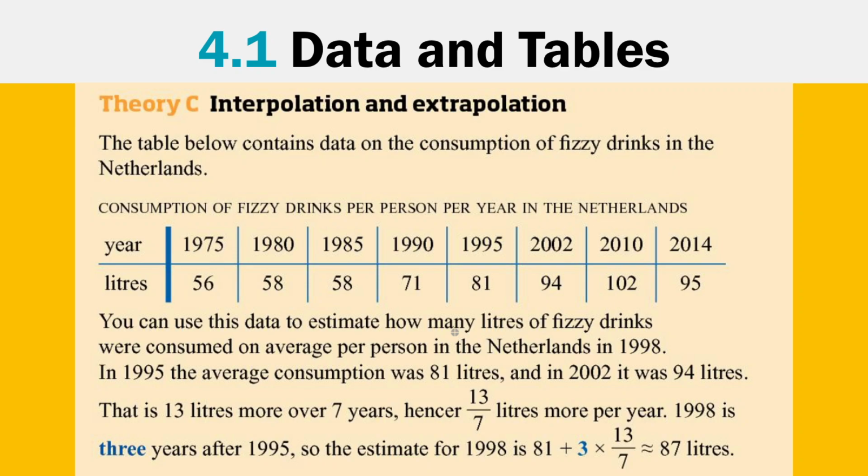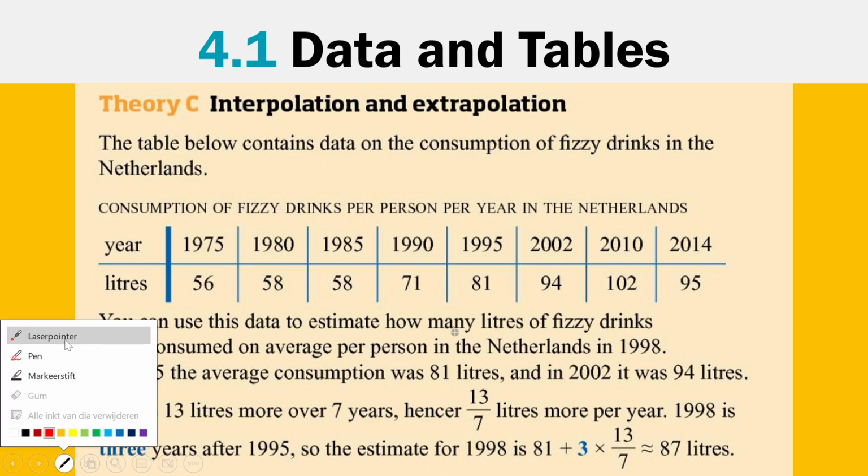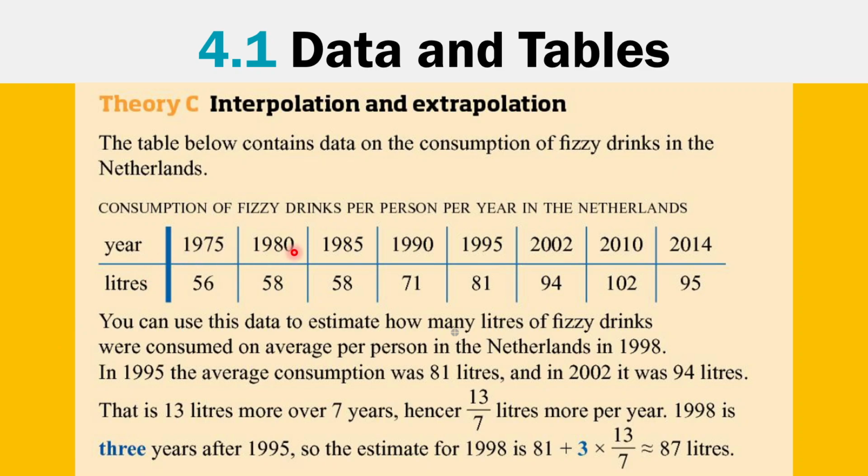The table below contains data on the consumption of fizzy drinks in the Netherlands. And then you see in the table both the years and the liters. You see it goes up, sort of stays steady, goes up, and then it goes down at the end. You see that not every year is given. You have 75, 80, 85, 90, 95, so it's every time 5 years in between. Then it's 7 years, 8 years, and then 4 years.